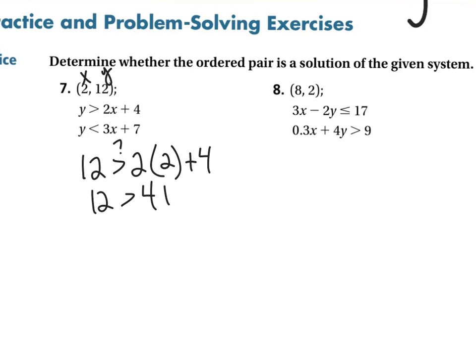So 2 times 2 is 4. 4 plus 4 is 8. So the question is, is 12 greater than 8? And it is, so that part works.